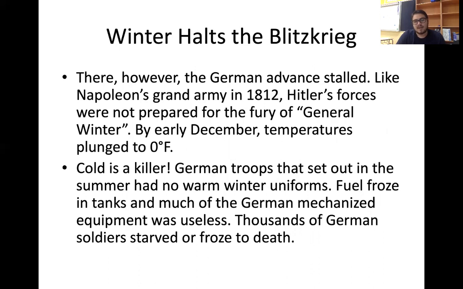Like Napoleon's Grand Army in 1812, Hitler's forces were not prepared for the fury of General Winter. By early December, temperatures plunged to 0 degrees Fahrenheit. That's the beginning of winter. That's nothing, right, compared to what it is in February and March. Now, cold is a killer. German troops that set out in the summer had no warm winter uniforms. Fuel froze in tanks, and much of the German mechanized equipment was useless. It was absolutely too cold. Thousands of German soldiers starved or froze to death.